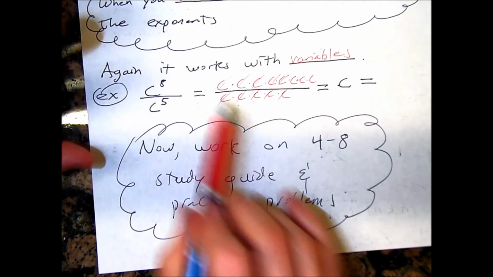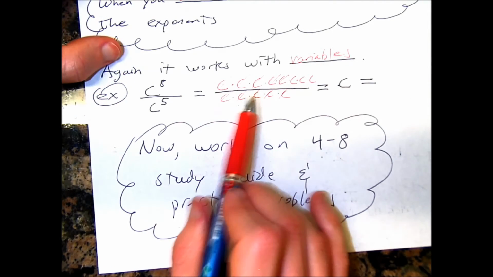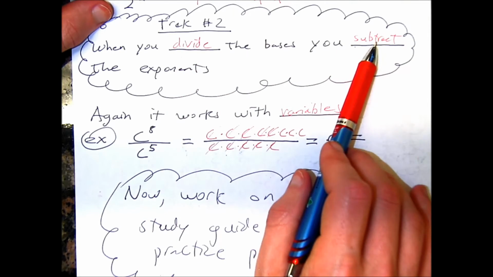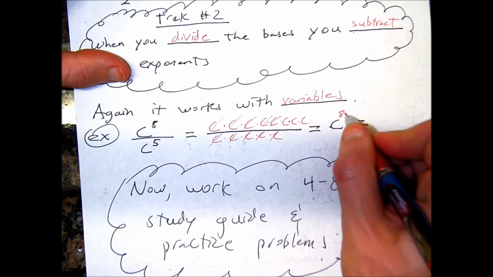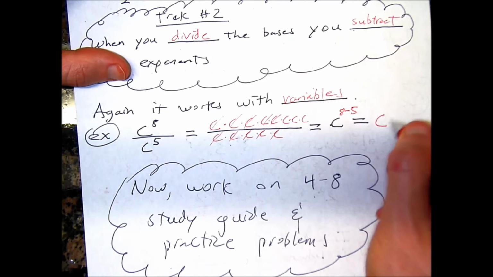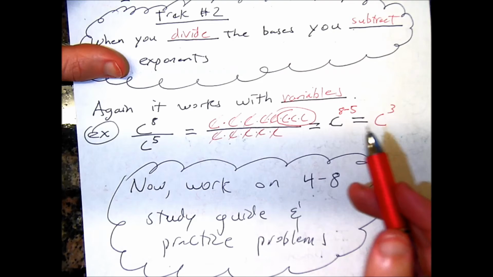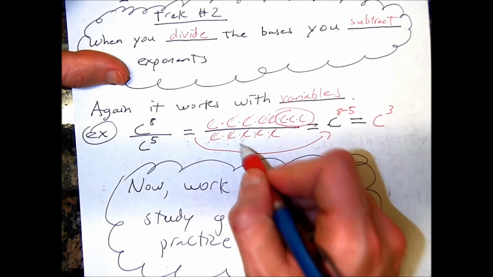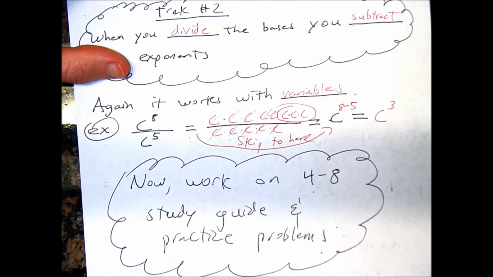But let's try to skip this middle step from now on. So don't do the middle step where you write everything out. Instead, use the trick. If I divide the bases, you subtract the exponents. So instead of doing this, we'll just say, okay, this is c to the 8 minus 5. Well, what's 8 minus 5? That's 3. You see? And I'm left with 3 c's here. So it works, but we don't have to do the middle step anymore. Instead, just skip this step and go to here. That's the point of the lesson, okay?